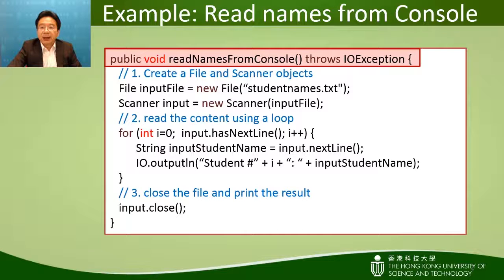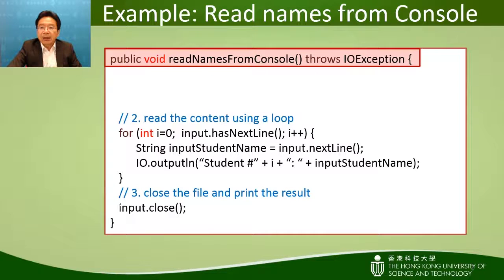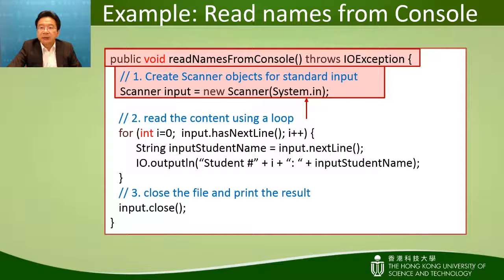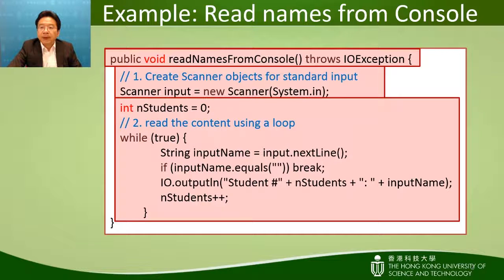Instead of creating a scanner object for an input file, the scanner object is now being associated with the standard input stream, system.in. When inputting from a file, the condition for ending the for loop is when next line is false, that is, no more next line. In the case of console input, it cannot be determined when the user would stop making additional input. So here, a while loop is used, with a condition that is set to always true. Inside the loop, the condition for breaking out of the loop is when an empty string is entered.